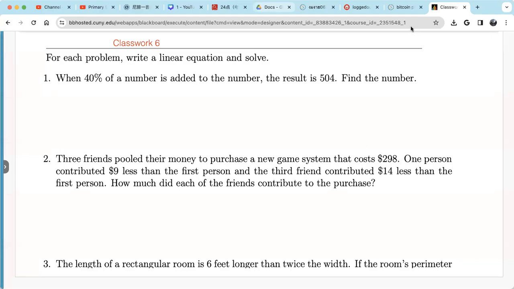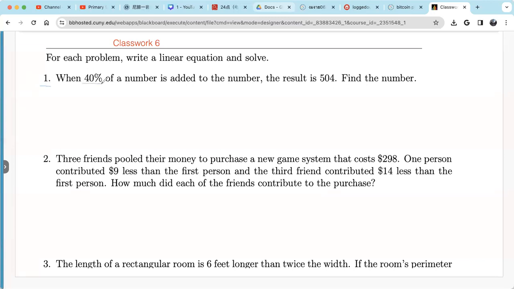So this is Classwork 6. These are all life applications or word problems. So we need to form a mathematical equation and solve the equation. And of course, first we need to name a variable. So let's see number 1.